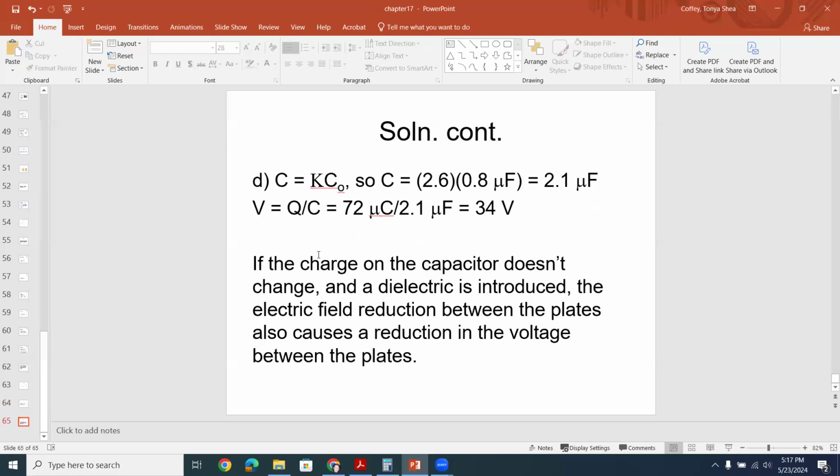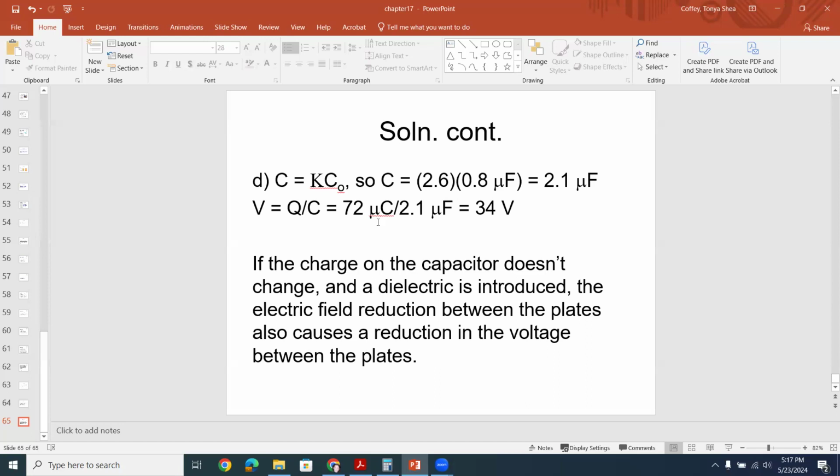Last, part D, what if you put a dielectric in there? What would happen then? Okay, well, the equation for a capacitor with a dielectric is C is equal to kappa times C naught, where kappa is the dielectric constant and C naught is the capacitance without the dielectric. So since the dielectric constant is 2.6, we multiply that times our original capacitance, which is 0.8 microfarads, and 2.6 times 0.8 is 2.1. So the new capacitance of our capacitor with the dielectric is 2.1 microfarads.